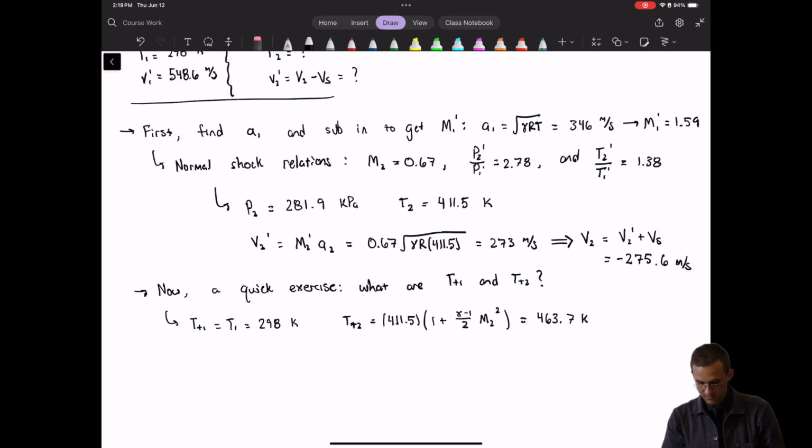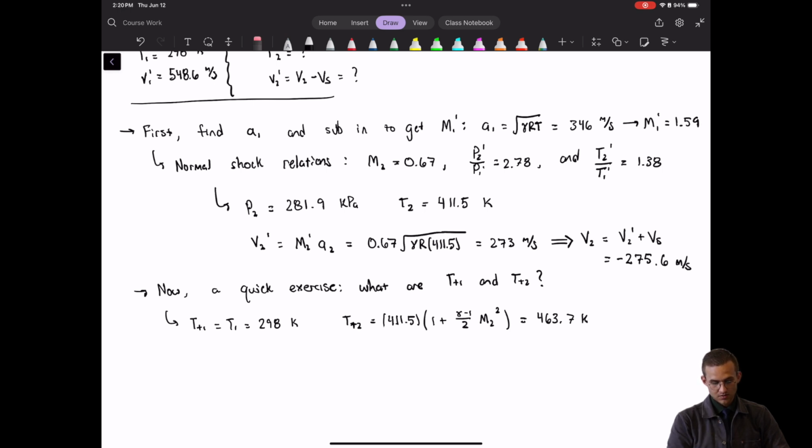So take a minute here. When we talked about normal shocks in the last lecture, we said that stagnation temperature does not change across the shock. Okay, but here, look, they're very clearly different. So what's going on? I encourage you to pause the video and really think about this and make sure you try to come up with an answer before you proceed, because there's an important point here.